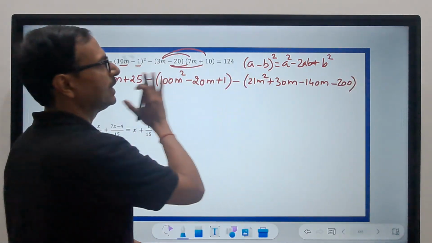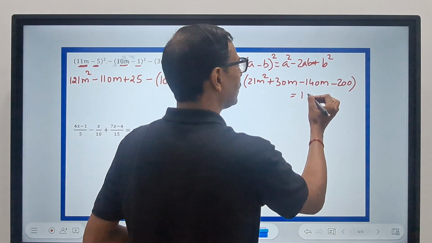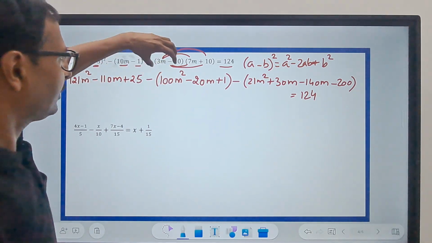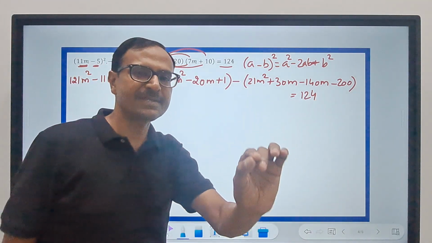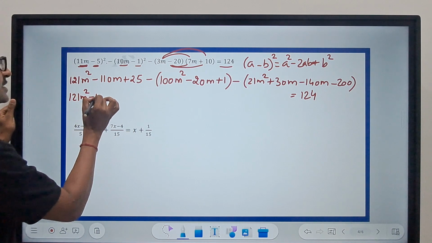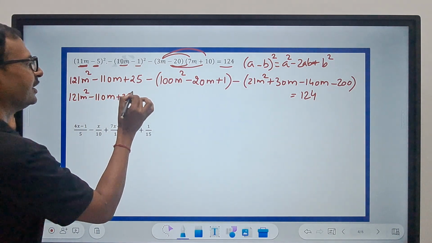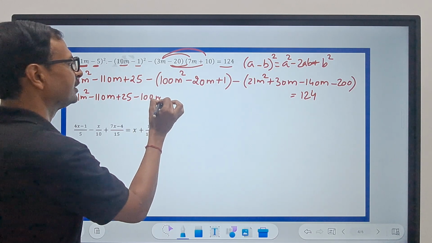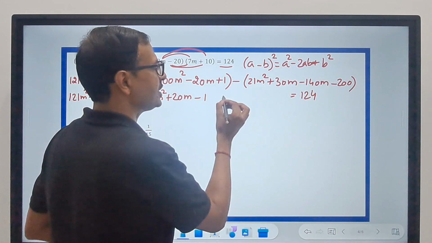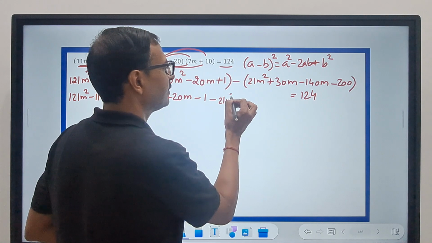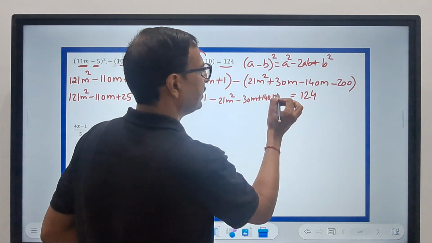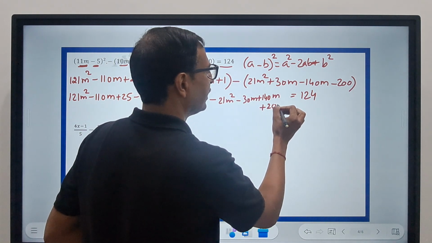I have written all the terms, and on the right hand side I have this 124, which I am not going to touch. Okay? Now all the squares and all the multiplications have been done. I just need to open all the brackets. So I am opening all the brackets now. 121m square minus 110m plus 25. This is minus 100m square plus 20m. See, I am changing the signs, and minus 1. Here also I have to change the signs. So minus 21m square minus 30m plus 140m and minus becomes plus 200 equal to 124.